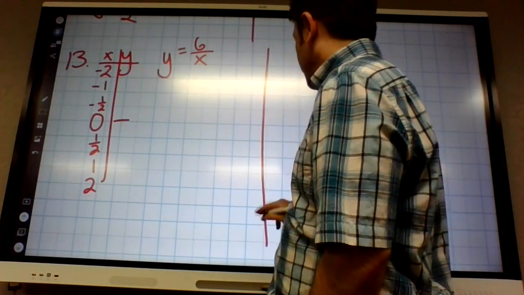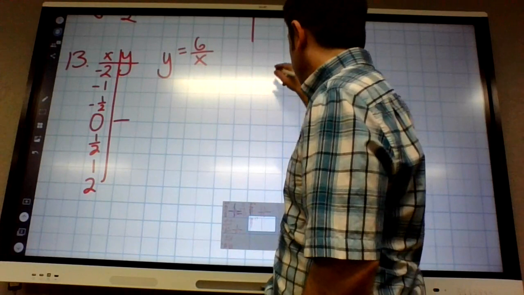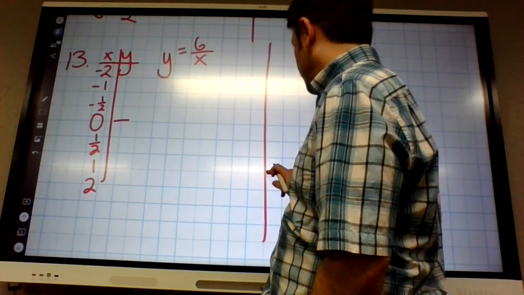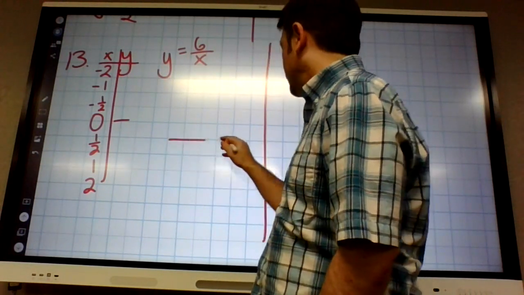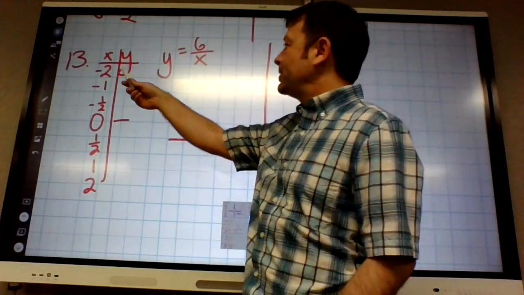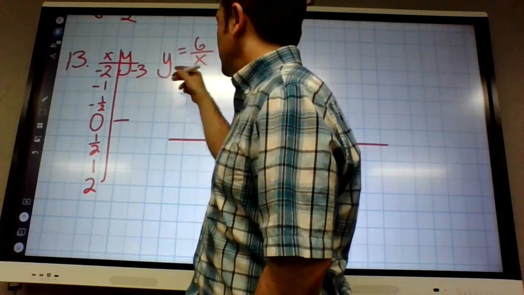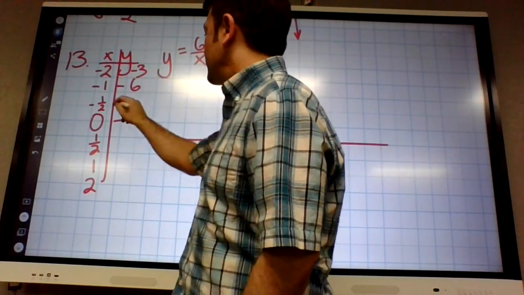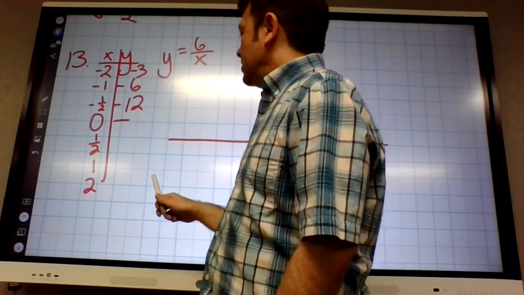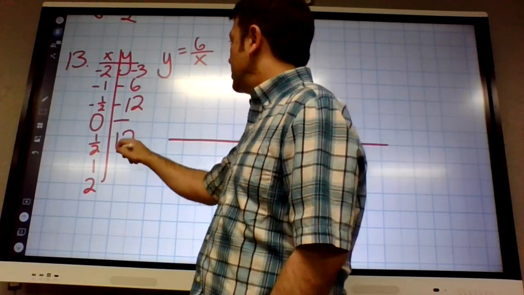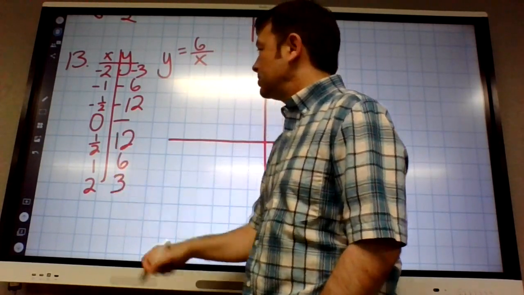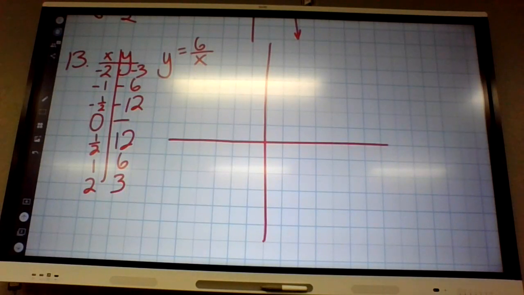What's the 6 going to do to the graph? Make it really steep. So, let's see what happens. If I plug in -2, 6 divided by -2 is -3. If I plug in -1, I get -6, -1/2, -12. And if I plug in 1/2, I get +12, +6. So it's going up to 12 and down to -12. So what should I do about that? Just make each box 3.